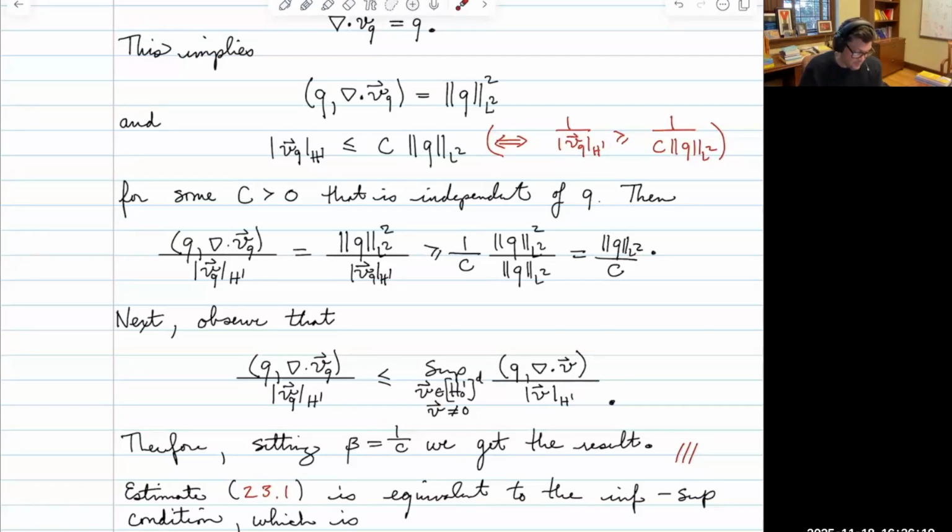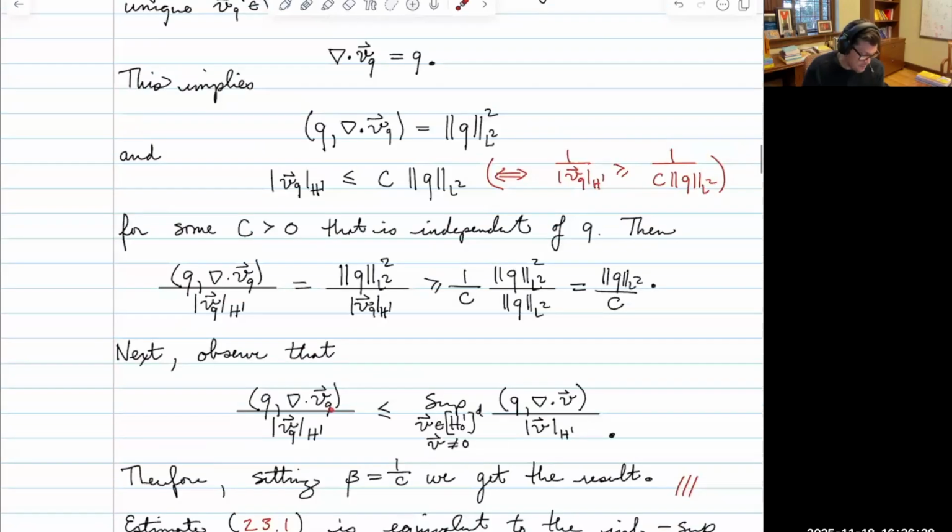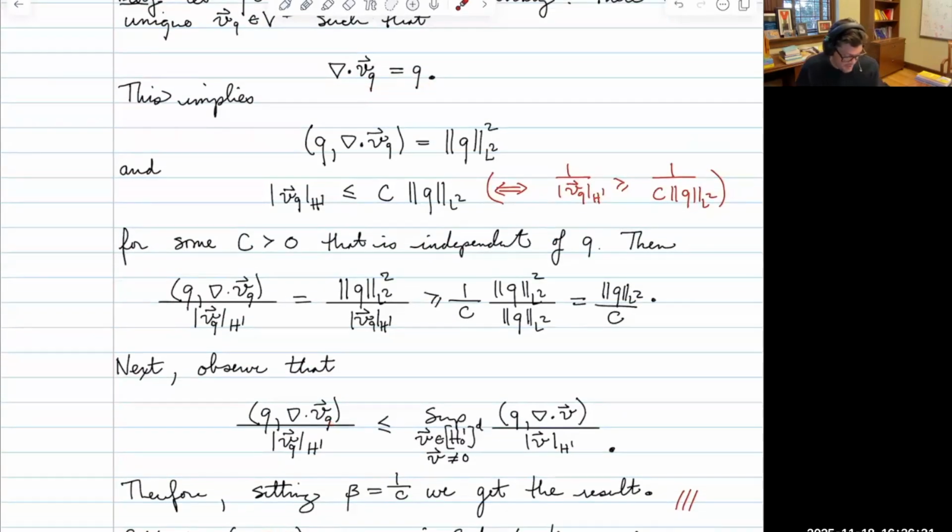Now, all we have to do to get the object that we want is to observe that this is a very special V. It's that one that's related to Q through the solution to this equation. If we were to take the supremum of all objects which look like that and replace V by something arbitrary in H01D, as long as V is not equal to 0, then this object here has to be less than the sup.